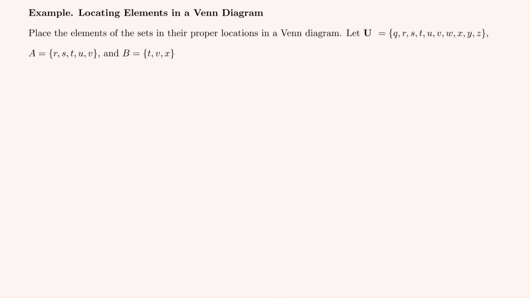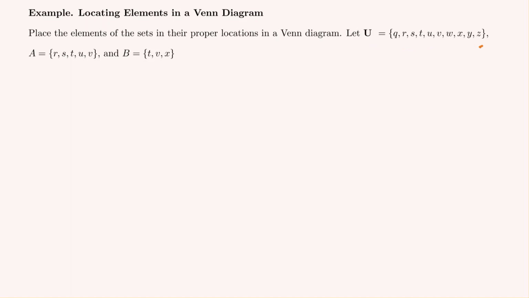Should they reside in A? Should they reside in B? Should they reside in the overlap of A and B? Should they be in the universal set but not in A or B? And the way we do that is we begin with our generic Venn diagram. Or I guess before we draw that, I should actually consider, this is my universal set.